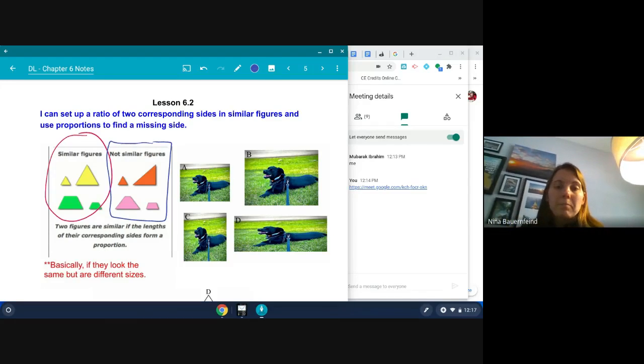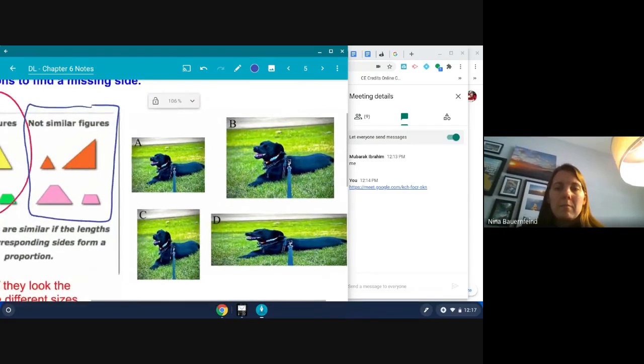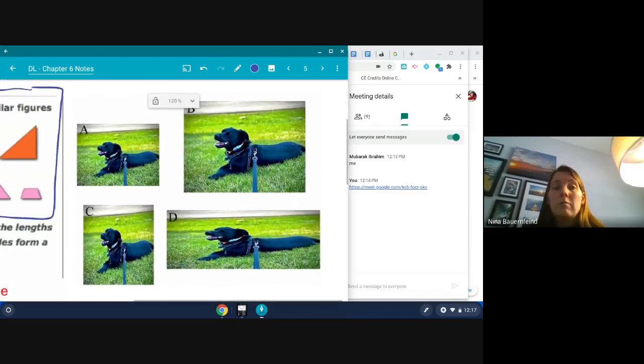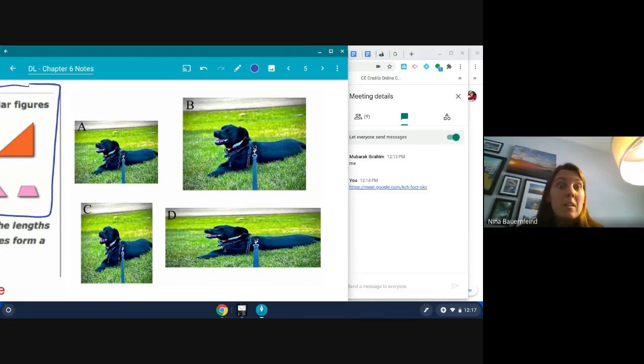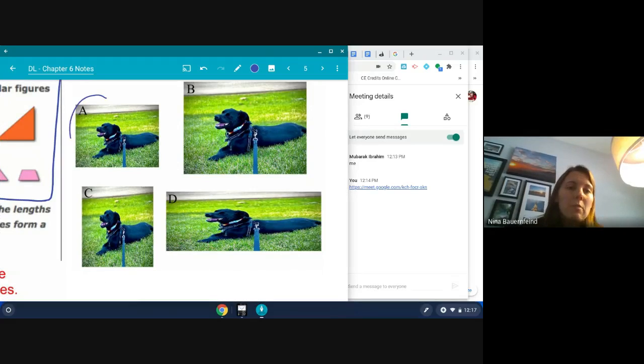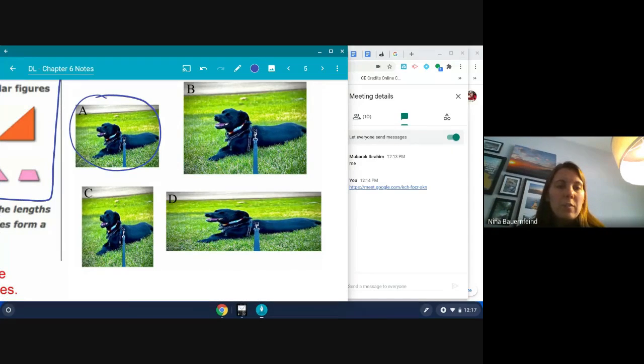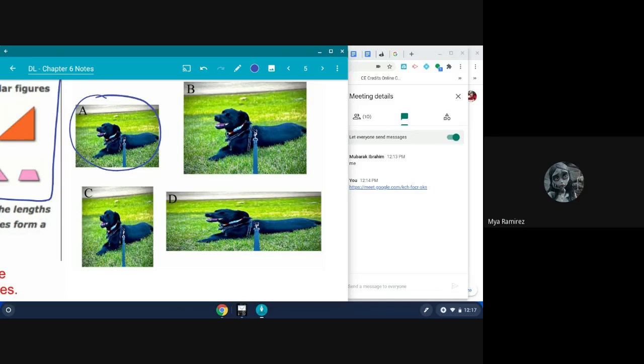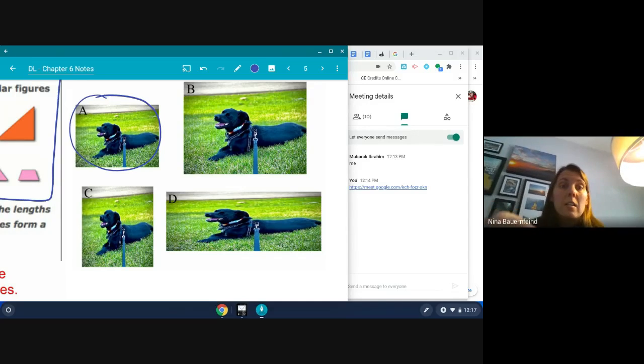Okay. So I have pictures of my little puppy. This is my first dog who's asleep right next to me. If this was the original picture, which of those would be similar? Meaning it looks the same, but it's just a different size. B. Yes, you guys couldn't see what I did, but yes, B is.